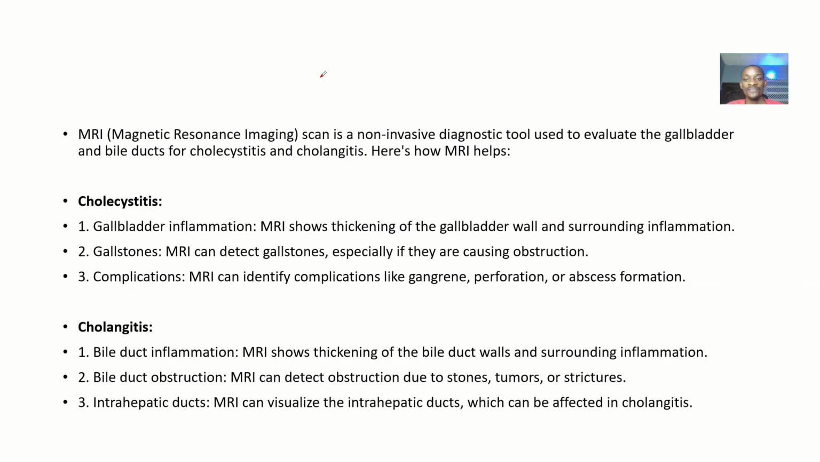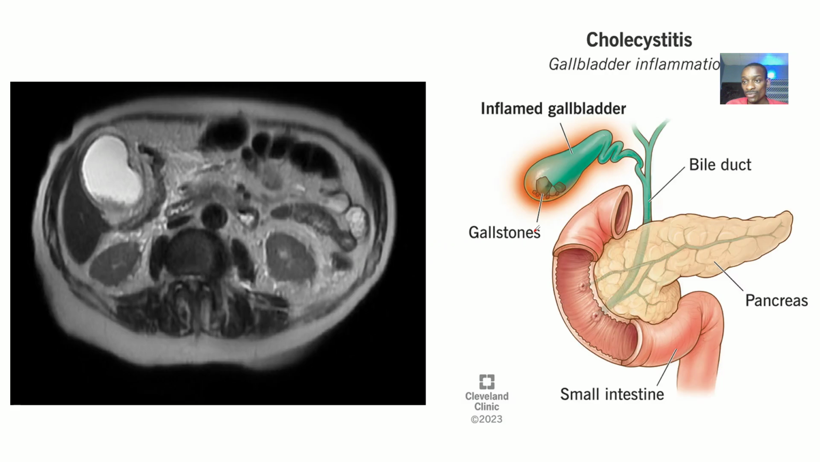So talking about the definition, MRI, also known as magnetic resonance imaging scan, is a non-invasive diagnostic tool used to evaluate gallbladder and bile ducts, and you are evaluating for what? Cholecystitis or cholangitis. So let's talk about the characteristics of MRI in each condition. If you do MRI for the gallbladder, that's cholecystitis, it can help you visualize gallbladder inflammation. The MRI can show thickening of the gallbladder wall and the surrounding inflammation.